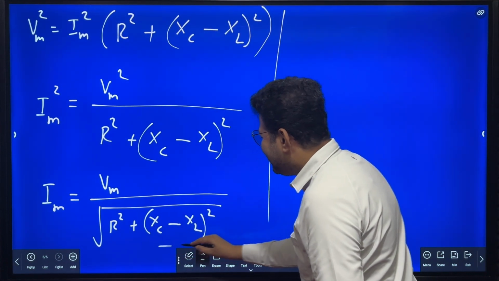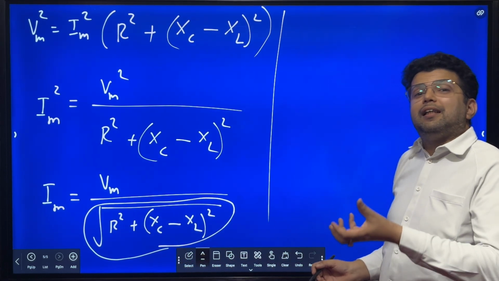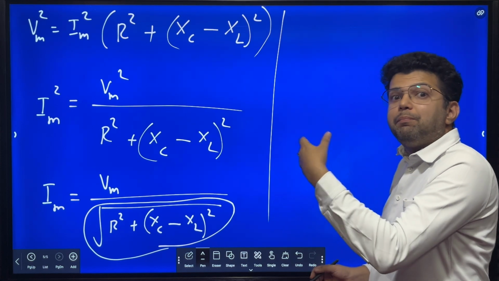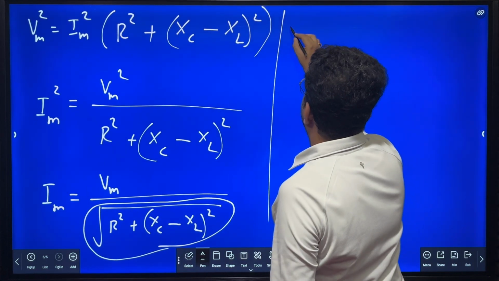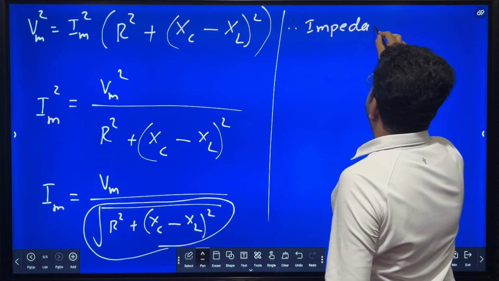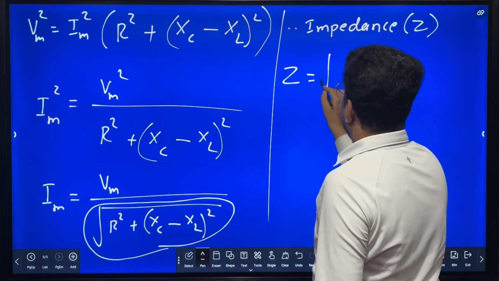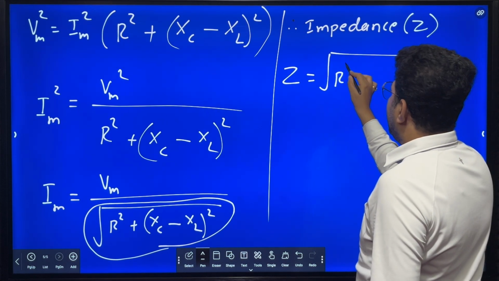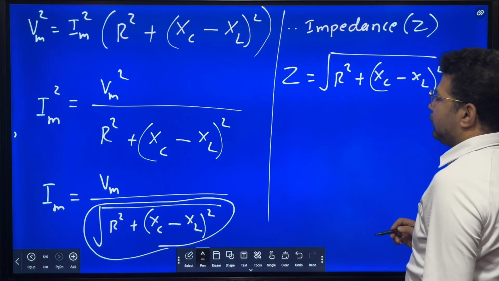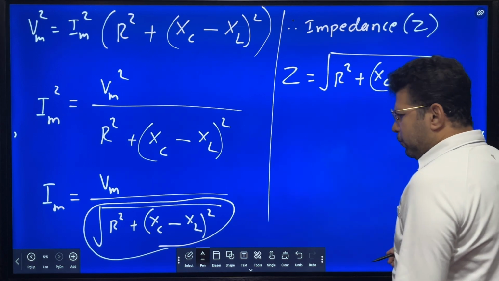So this is the effective opposition offered by the LCR circuit to the flow of AC. Therefore we call it impedance, which is represented by capital letter Z. Z is equal to square root of R square plus XC minus XL whole square.